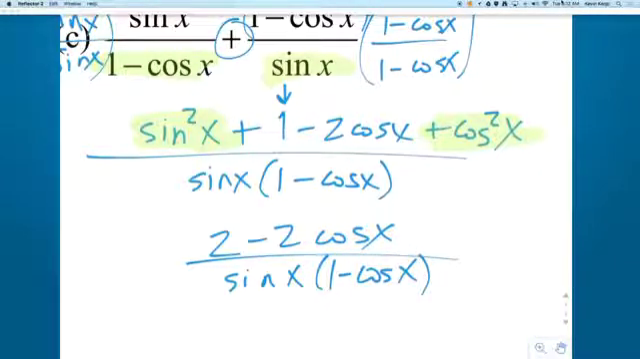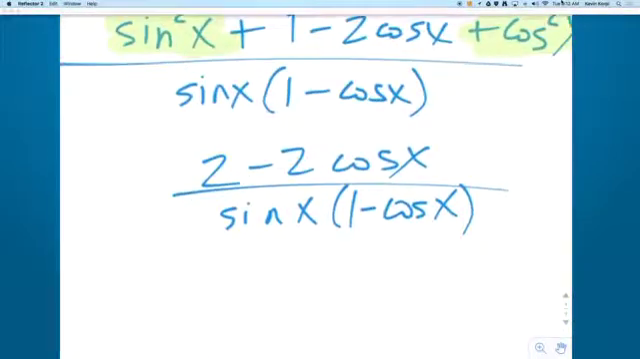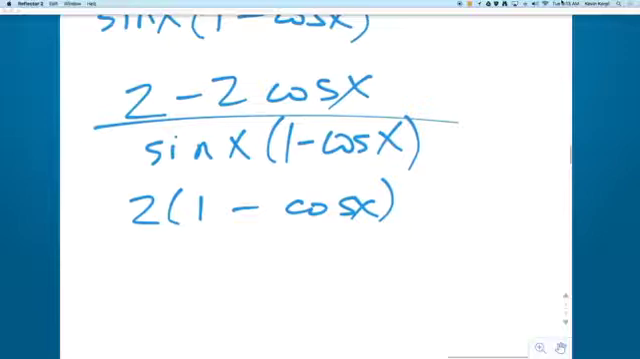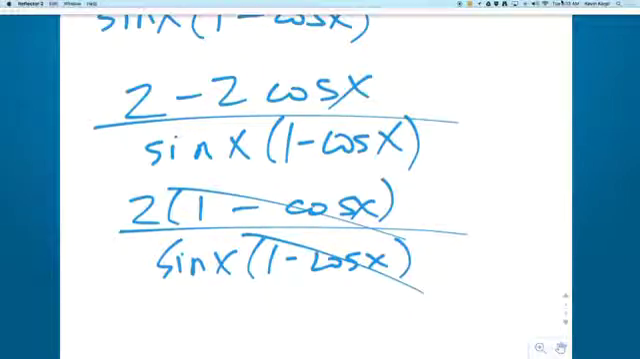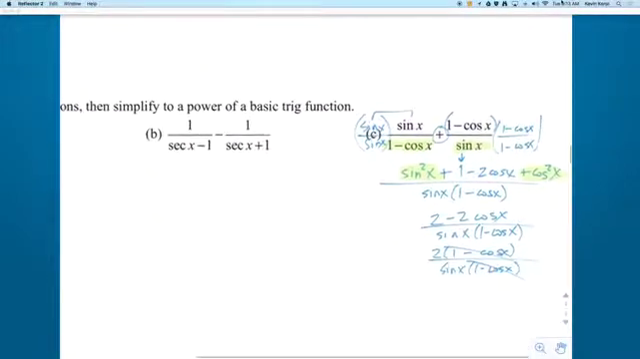And are we done? It says to a basic trig function. So what can we do next? Yes, it's exactly what we need to do. We need to factor out the 2 from the numerator, and we show that in a step. And then we have a sine of x and a 1 minus cosine of x. And now what happens with the 1 minus cosine x factors? They divide out. And you're left with 2 over sine of x, which I'm going to let you finish the last step. I won't tell you what that's equal to, but it is equal to 2 times something. Okay, so there you go.